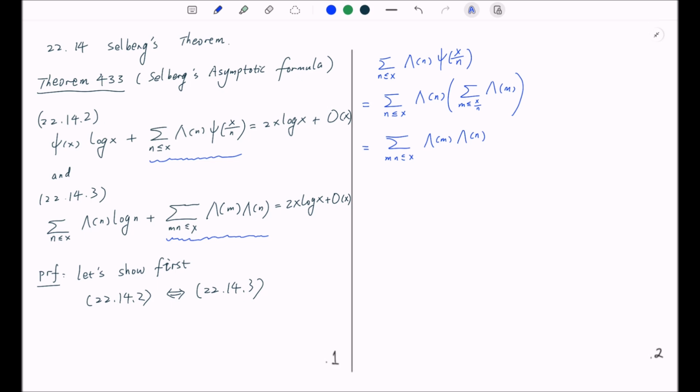Now, to finish the proof that these two are equivalent, it suffices to show that the difference between the first term on the left-hand side of the first formula and the first term in the left-hand side of the second formula differ by something that is a big O of x. Once we show this, we are done. So we claim that this sum is equal to psi of x times log of x plus a big O of x.